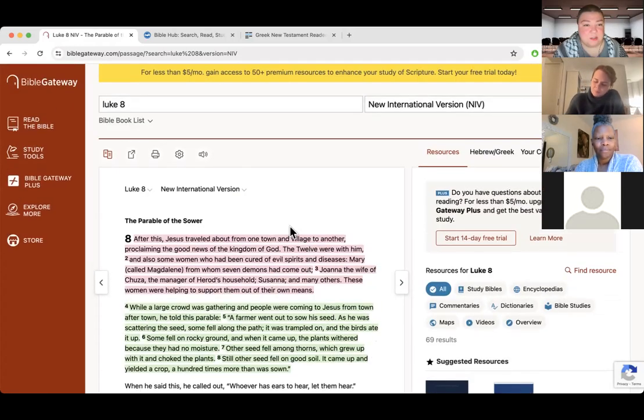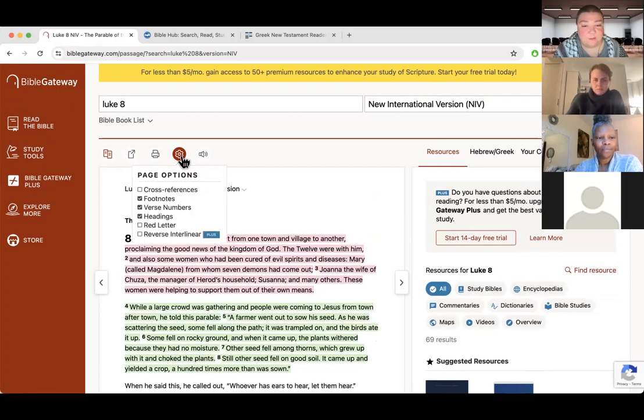Now, if we go up here to the top, we have our little settings button, or it says page options. You can go ahead and click on there. And here we have a few options of what you'd like to show up in the text. So right now we've selected footnotes, verse numbers, and headings. You can, for example, get rid of the verse numbers, which would be interesting to read.